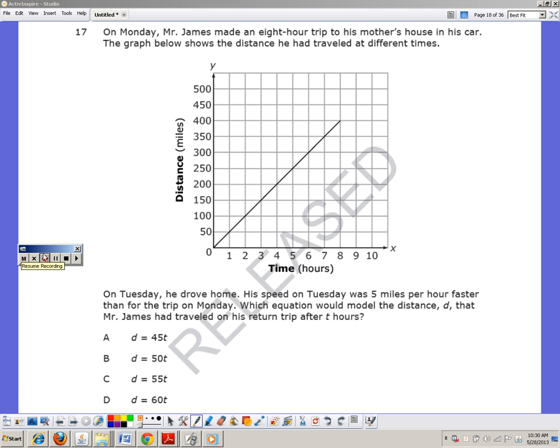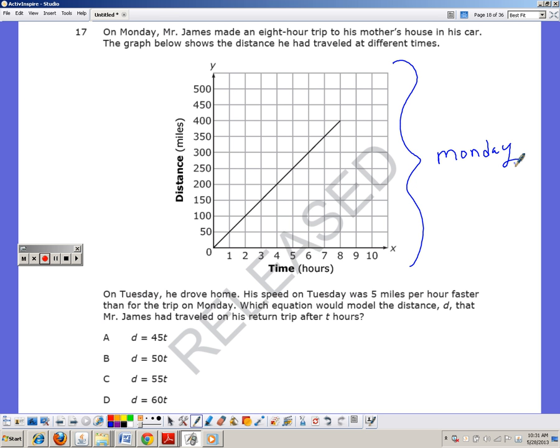Okay. Number 17. On Monday, Mr. James made an 8-hour trip to his mother's house in his car. The graph below shows the distance he had traveled at different times. So this is for Monday. On Tuesday, he drove home. His speed on Tuesday was 5 miles per hour faster than for the trip on Monday. Which equation will model the distance d that Mr. James had traveled on his return trip after T hours?